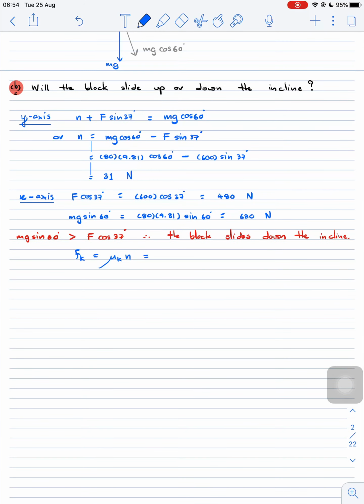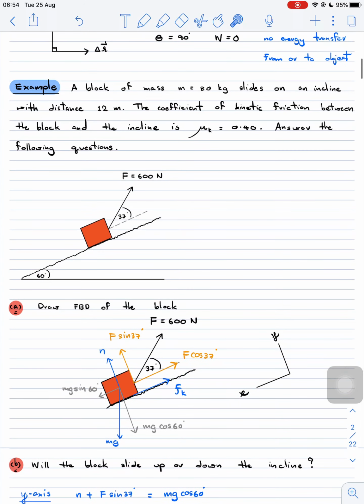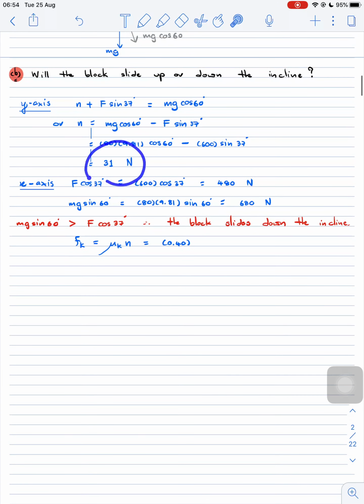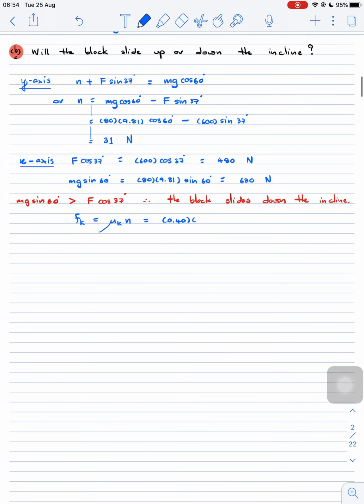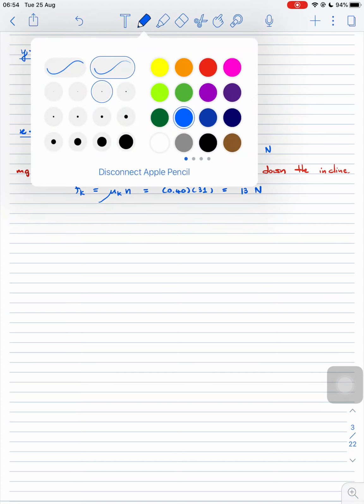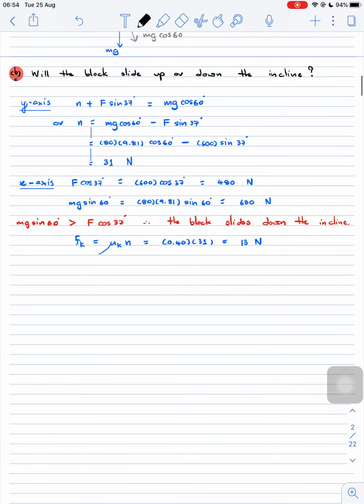Mu k is what? Mu k is equal to 0.40, and the normal force is equal to 31 Newton. Then we can get the Fk to be 13 Newton. Okay, so we're going to use the Fk in the future. So let's just calculate first.